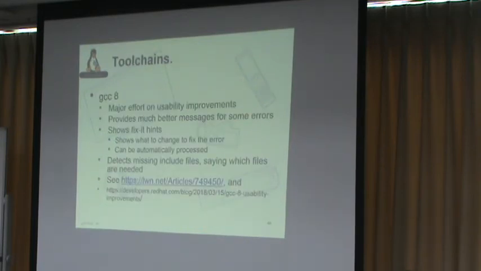Tool change, the major thing here, again, old news. GCC 8 has much better error messages. GCC historically, and all C compilers historically, it seems, have very cryptic error messages, and it's very hard to understand what's going on when things go wrong. It's gotten a lot better over the years. GCC 8 has gotten much, much better. Not only more clear messages, but hints on how to fix the problem, which is kind of nice.